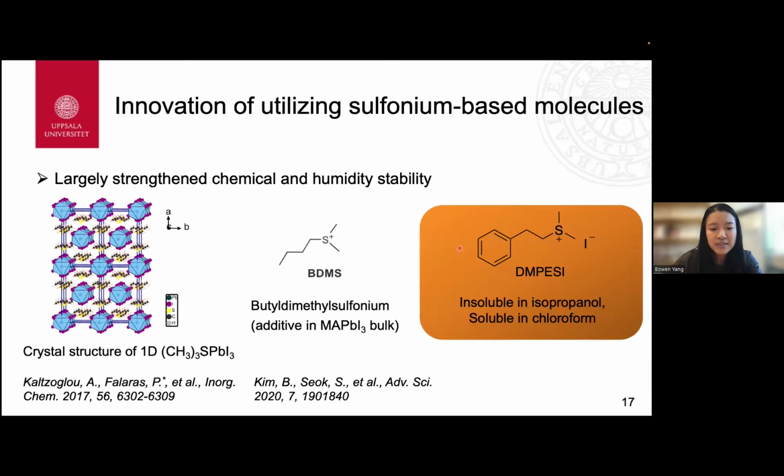And in the end, by tuning the structure mainly through the introduction of a benzene ring, we synthesized this molecule, DMPSI, which shows much improved solubility in solvents like chloroform, although it remains insoluble in IPA. But as our previous work showed, chloroform has an advantage even compared to IPA for post-treating FAPI films. So the solubility of this material in chloroform makes it already possible for surface treatment, and we were very happy with that.